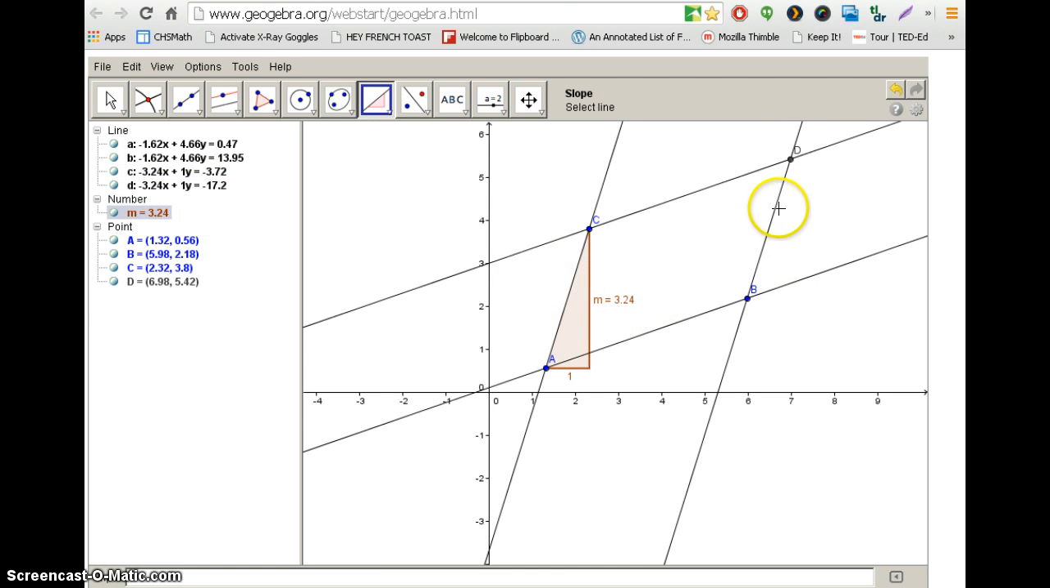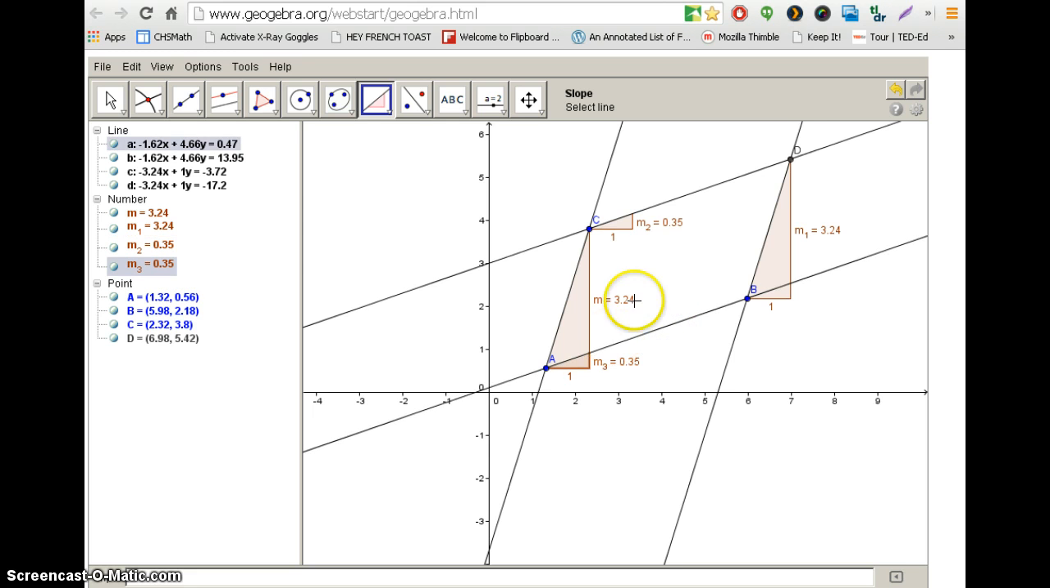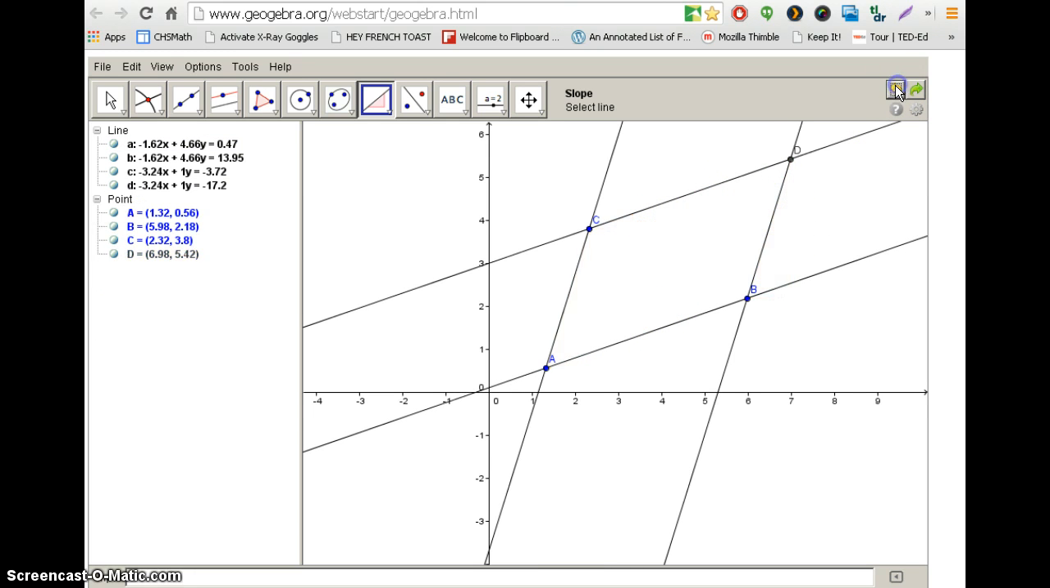That has a slope of 3.24, and that does too. So that's really what I was hoping to see. All of the slopes are the same. So let's take those slopes off real quick.